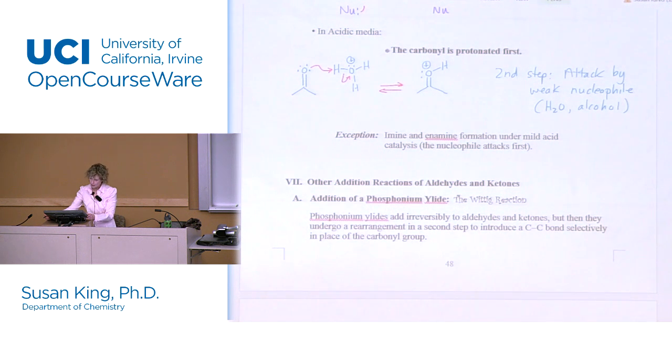The one reaction I want to talk about is the Wittig reaction. And I understand you guys are going to be doing Wittig in lab for the next couple weeks. Okay, so I want to talk a little bit about that. So phosphonium ylides add irreversibly, so we're back to irreversible reactions here, to aldehydes and ketones, but they undergo a rearrangement in a second step to introduce a carbon-carbon bond selectively in place of a carbonyl.